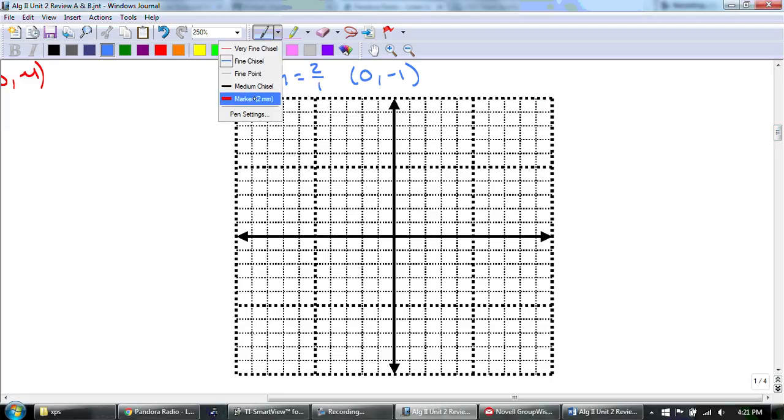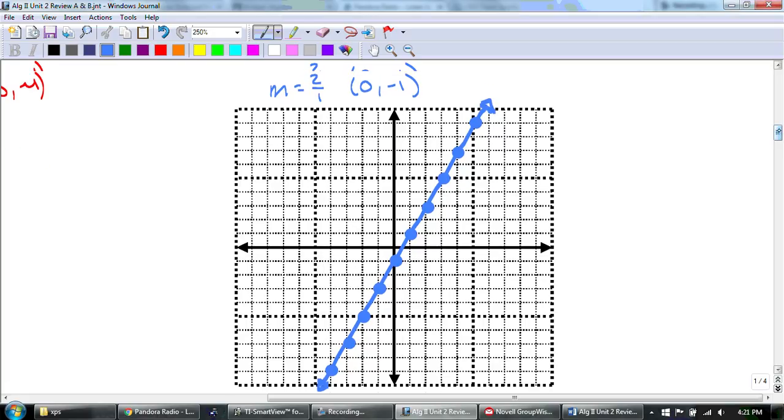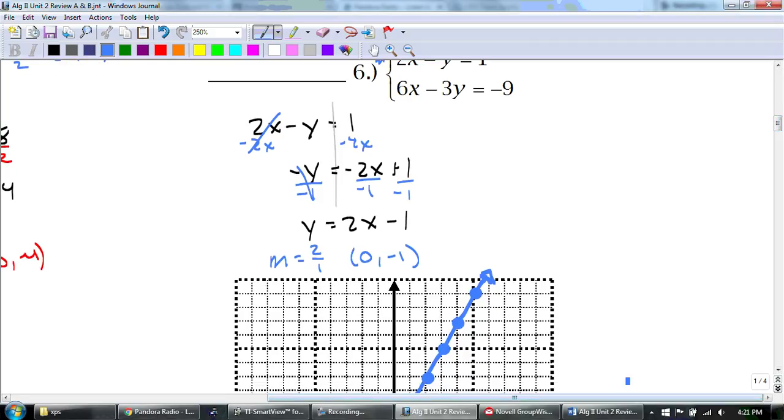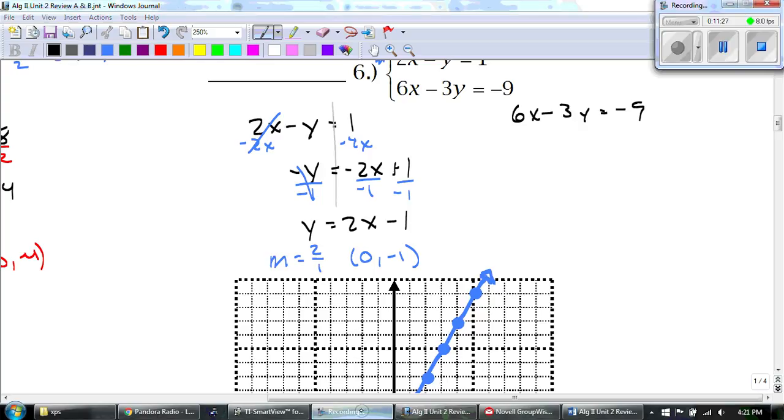Now that's the only information I need to graph. So I start at negative 1, up 2 over 1, up 2 over 1, and I'm doing that in both directions. Now that I've got all my points, I'm using my straight edge to graph my line. Okay, so why don't you guys practice solving the 6x minus 3y equals negative 9. Go ahead and pause the video, and good luck.